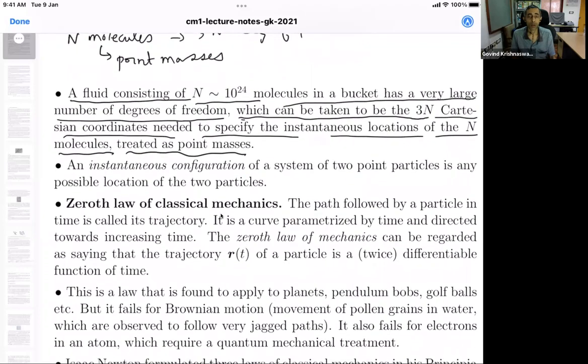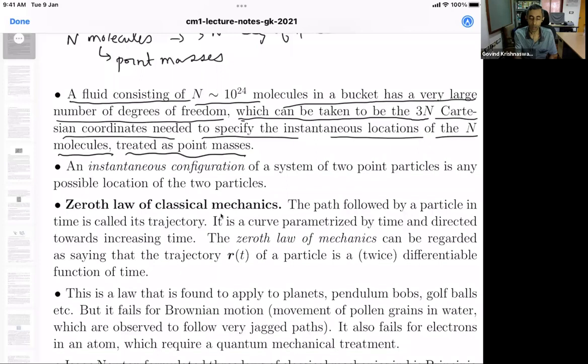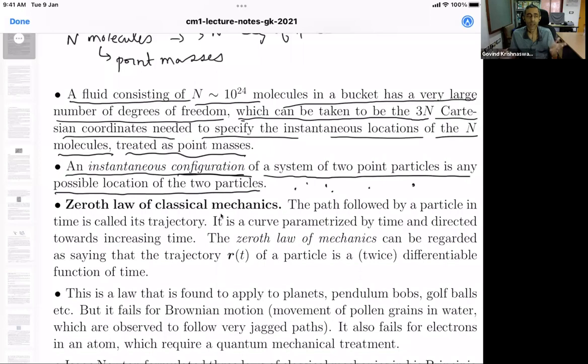It is very easy to get confused about this, and you are not alone. Okay, so just a definition now of the concept of a configuration. What I've been talking about as a location in physics, in mechanics, is often called a configuration. So we will say that an instantaneous configuration of a system of 2 point particles is any possible location of the 2 particles. So this is one configuration, that's another configuration, this is another configuration. If you've located both the particles, you have fixed the configuration. So configuration is the technical term used to describe the location of all the particles in the system.